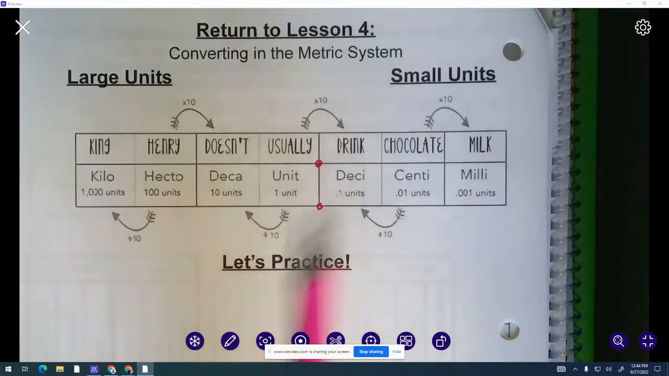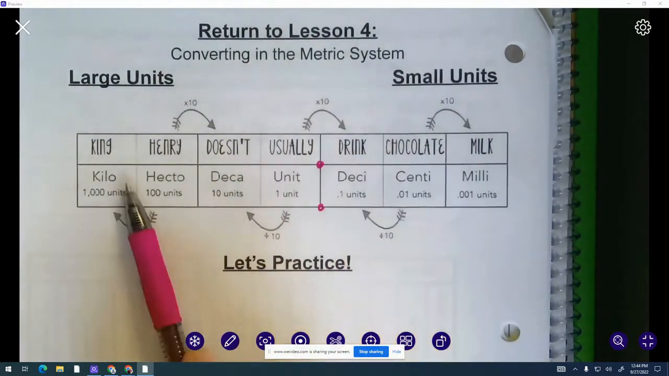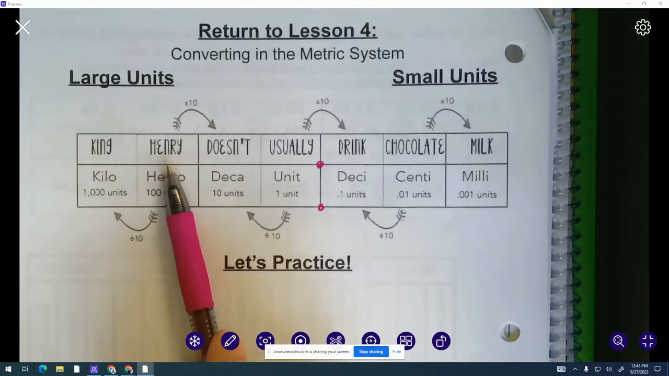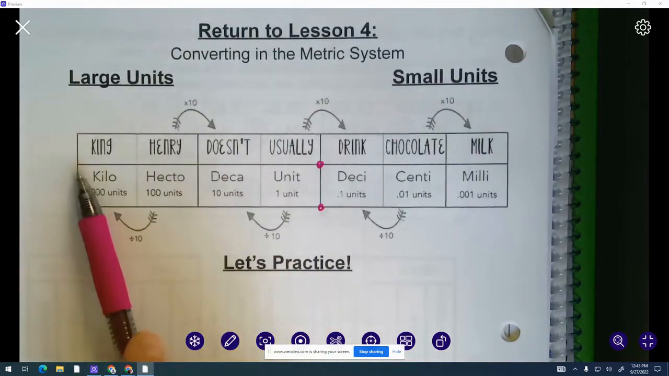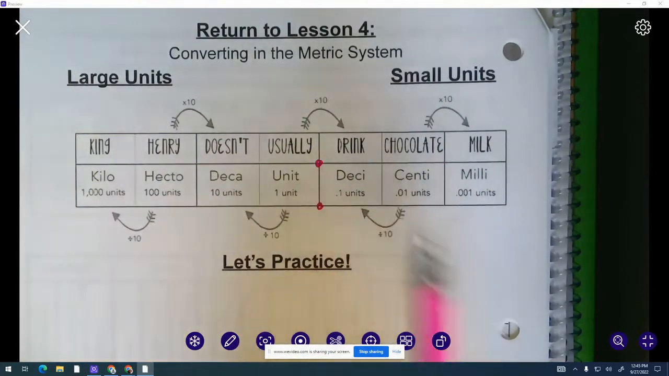So if we look here, we have a beautiful little sentence here, and we had Noah point out that if we call him Hector, it might make it a little bit more efficient to then remember that this is a hecto. King Henry doesn't usually drink chocolate milk. This is a sentence to help you remember all these place values.